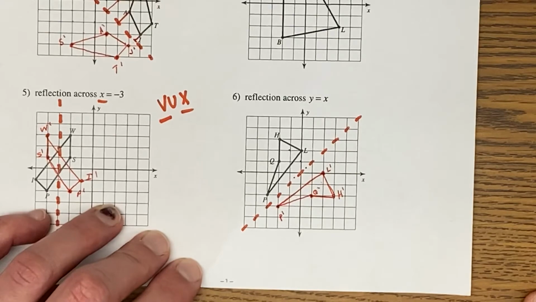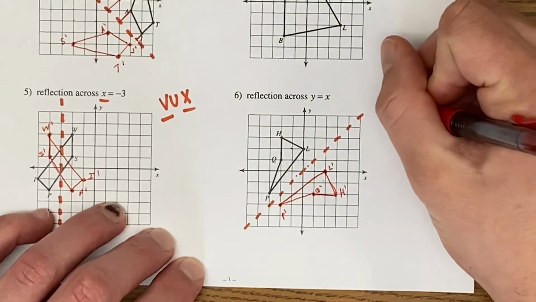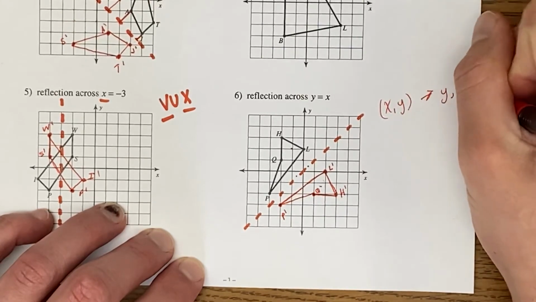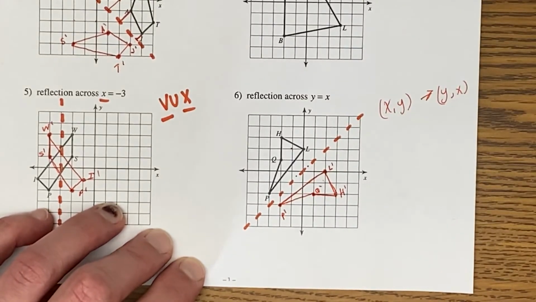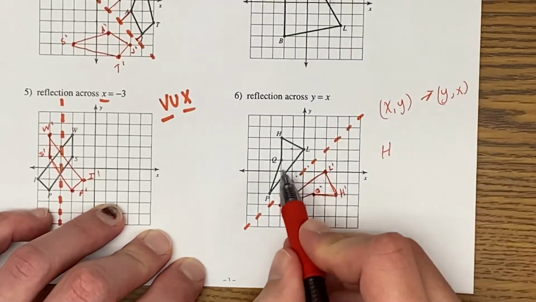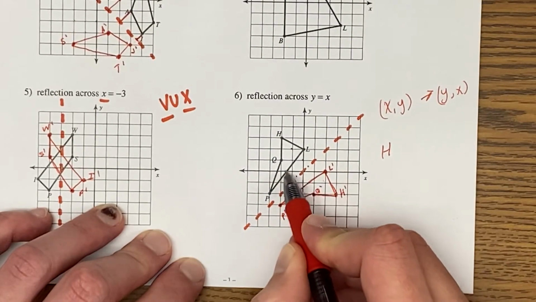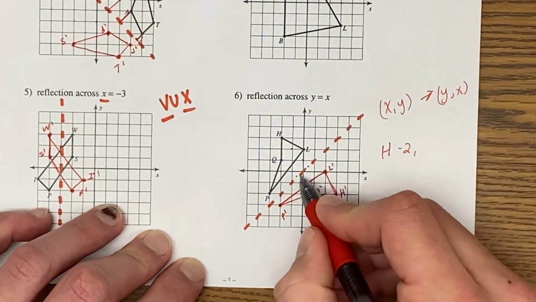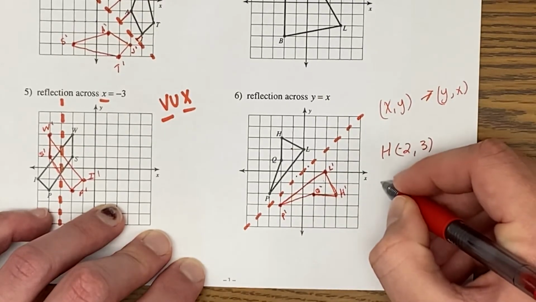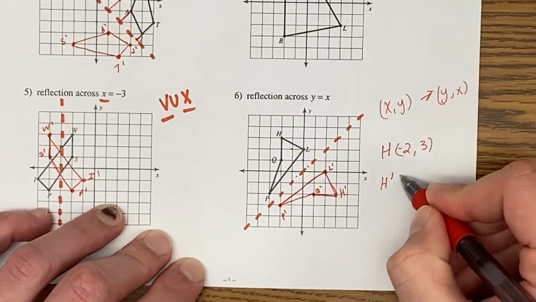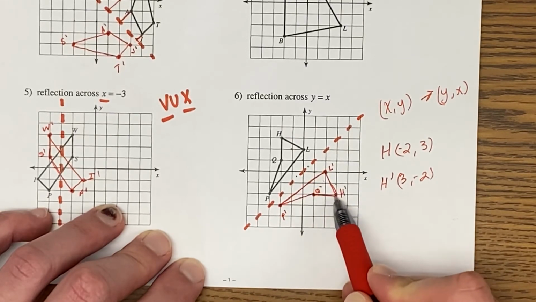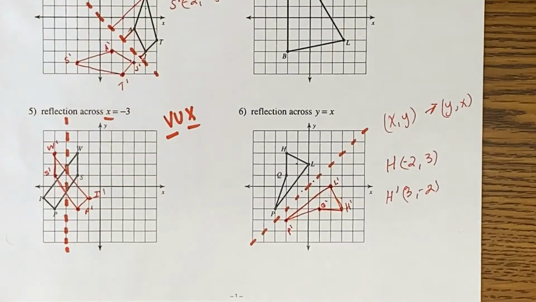Okay, so let's check to see if our coordinates are right here. So if we think about how the coordinates change, for y equals x, all we do is swap the coordinates. So whatever x, y is, now that's y, x. Okay, so let's use H for example. The coordinates for point H are -2, 3. So following this rule here, H prime should be 3, -2. So let's check that. 1, 2, 3, 1, 2. And that will work for all three of the other points.